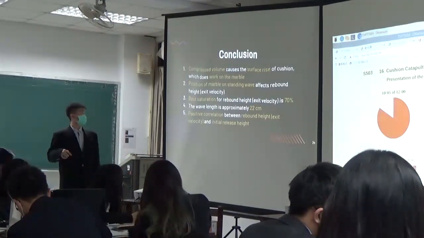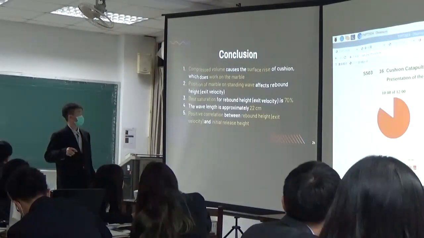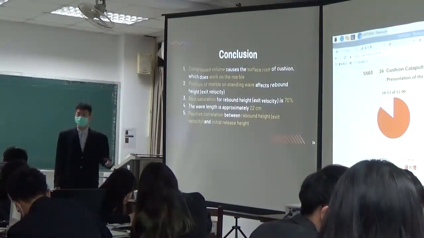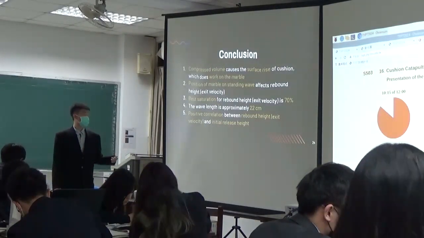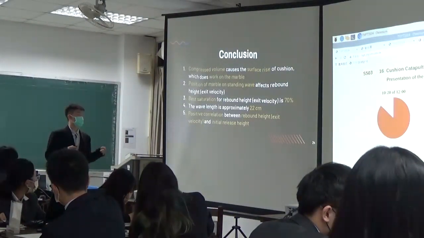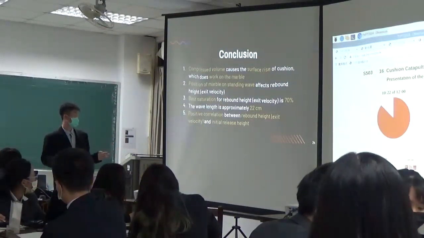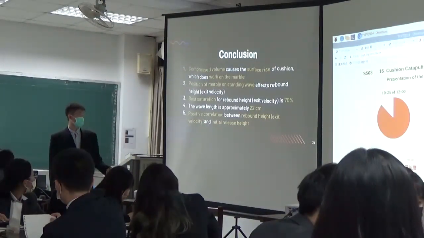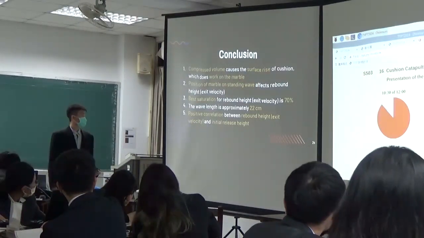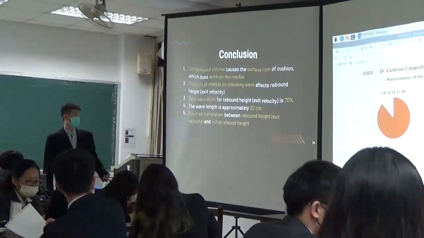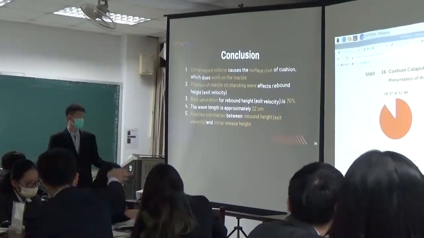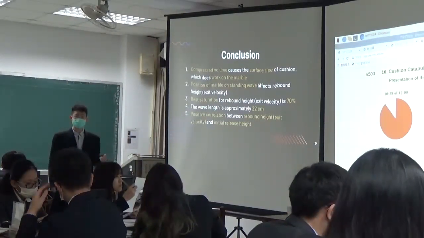So, conclusion. We can come to a summary that compressed volume causes the surface of the cushion to rise, which does work on the marble. Second, position of the marble on the standing wave affects rebound height, which we can transfer to exit velocity. Third, the saturation for the best rebound height is 70%. Fourth, the wavelength is approximately 22 centimeters. Fifth, positive correlation between rebound height and initial release height.